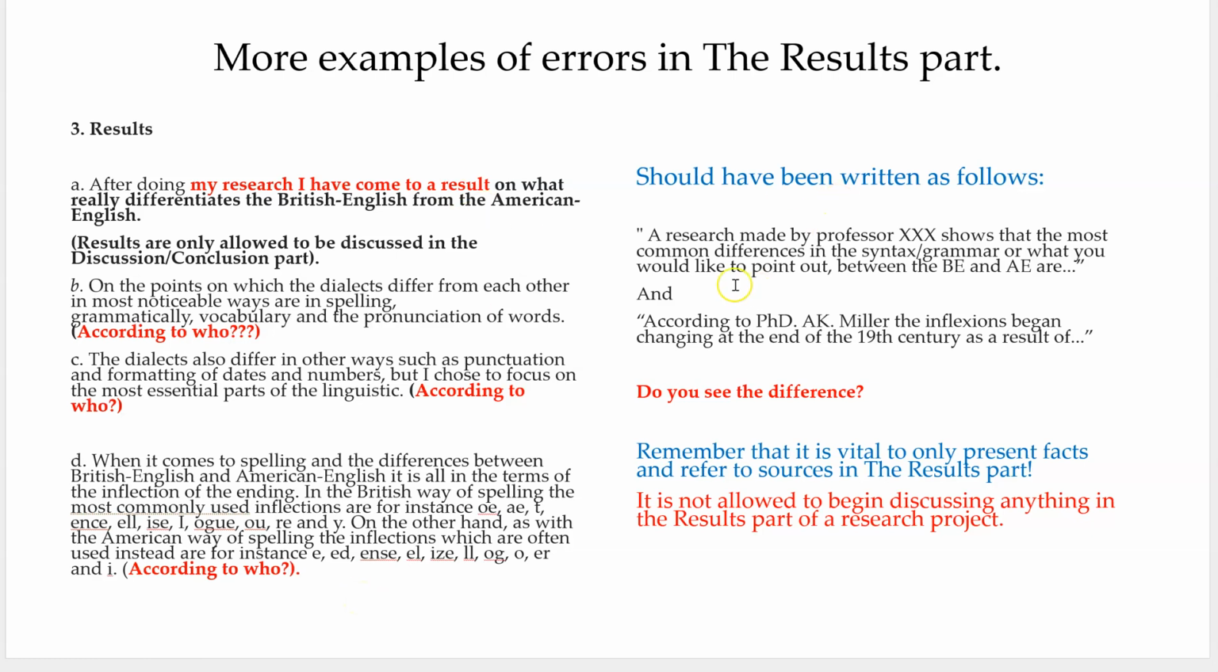So you could have written like this. A research made by Professor X shows that the most common differences in the syntax and grammar, blah, blah, blah. Or according to PhD A.K. Miller, the inflections began, blah blah. So do you see the difference? Remember, it's vital to only present facts and refer to sources in the results part. It's not allowed to begin discussing anything in the results part of a research project.